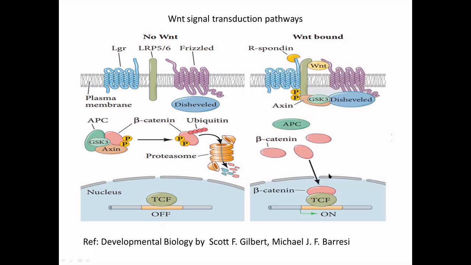Now let's have a look at the right side. When Wingless binds with Frizzled, Dishevelled gets activated, and Dishevelled does not allow GSK3 kinase to phosphorylate the beta-catenin. Therefore, beta-catenin gets transported into the nucleus and it upregulates the downstream genes.